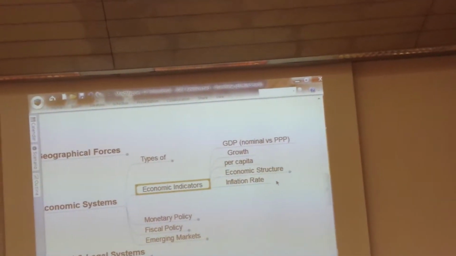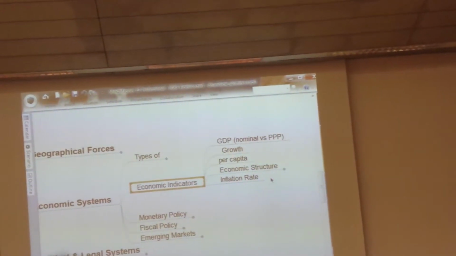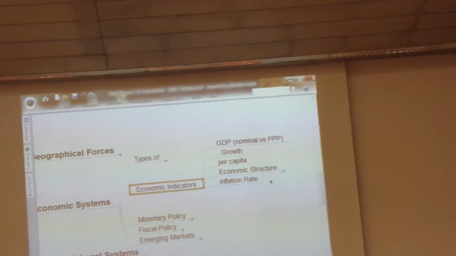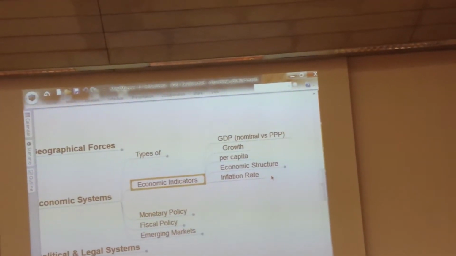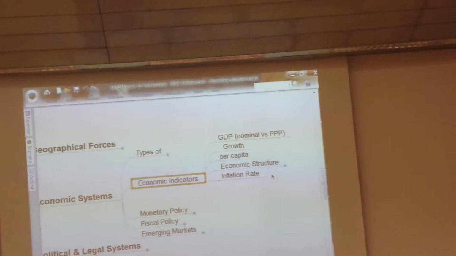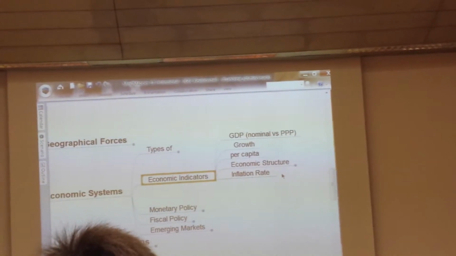Need to know what is economic structure. I'm surprised some teams do not know what economic structure is. The primary, secondary, tertiary sectors. These are the three sectors that we refer to when we talk about economic structure and inflation rate. Okay, some of these indicators.